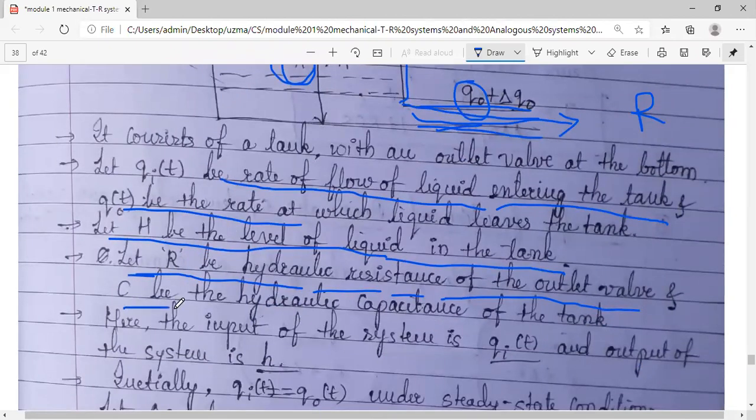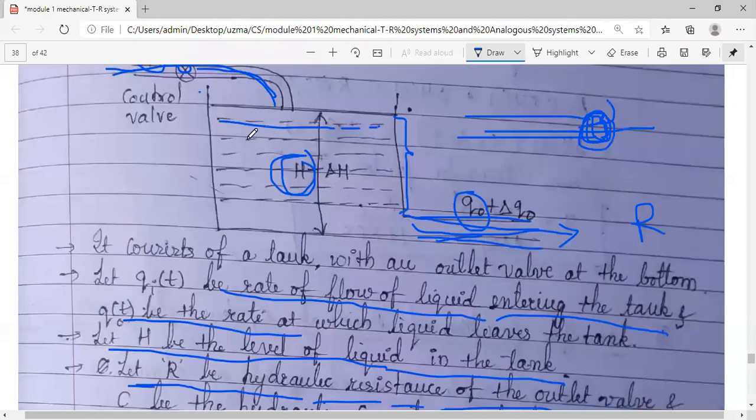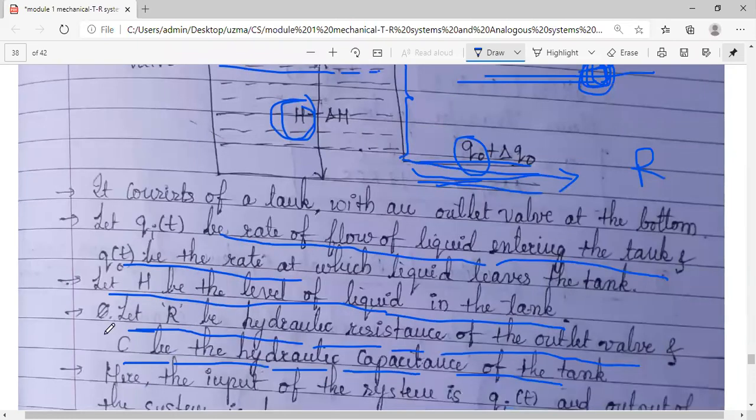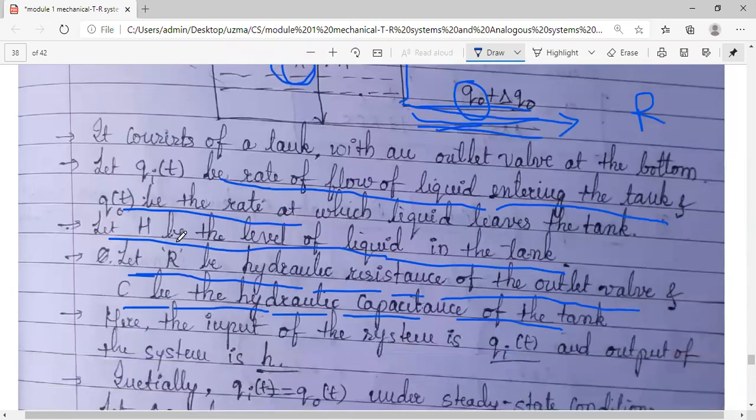And C is the hydraulic capacitance of the tank. The storage capacity of the tank is the capacitance. These are analogous terms to those in electrical networks. You have seen the resistor, that is electrical resistance and electrical capacitance. Here it is hydraulic resistance and hydraulic capacitance. If you are working with thermal systems, then thermal resistance and thermal capacitance.